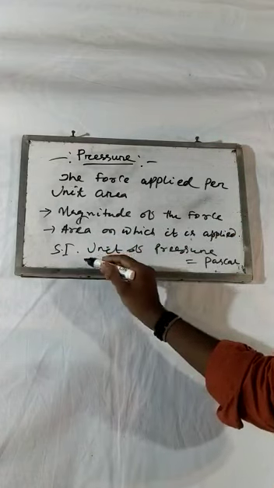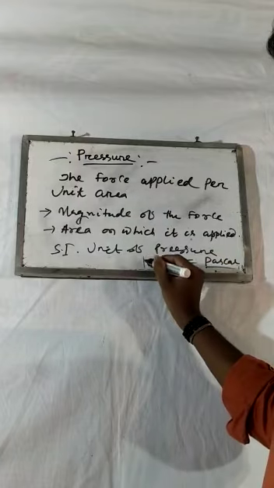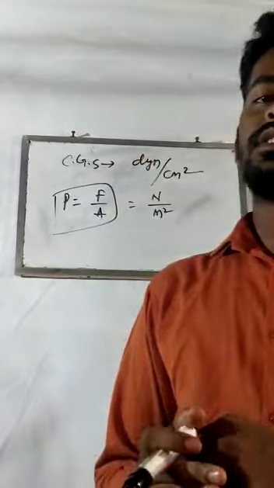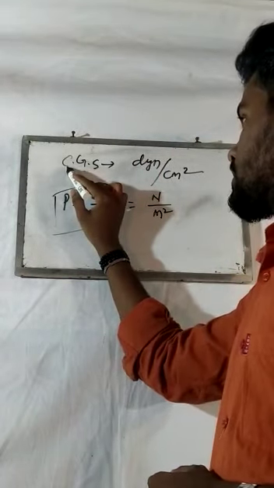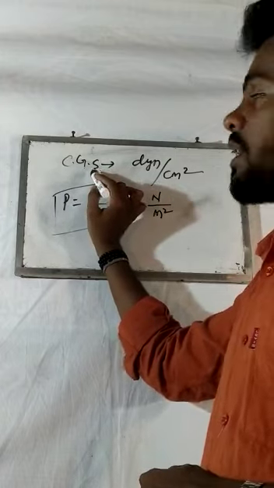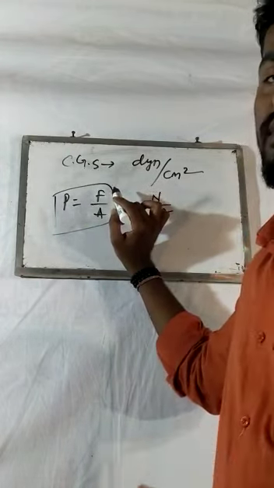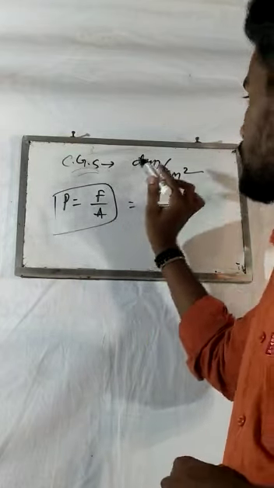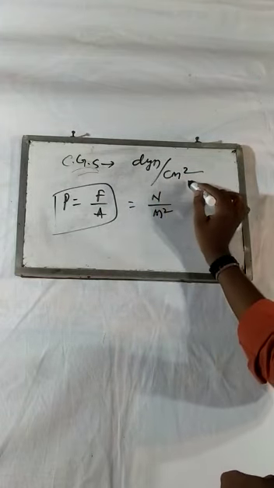Now the SI unit of pressure is the Pascal, or shortly written as Pa. There is another system of units, the CGS. CGS means centimeter gram second, and SI is the International System of Units. The whole world follows this unit system, and CGS is also used somewhere. The CGS unit of pressure is dyne per centimeter square.